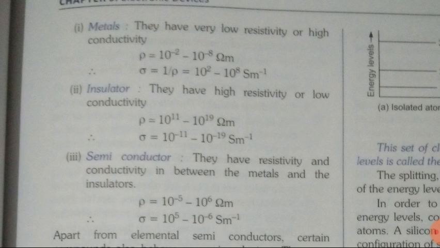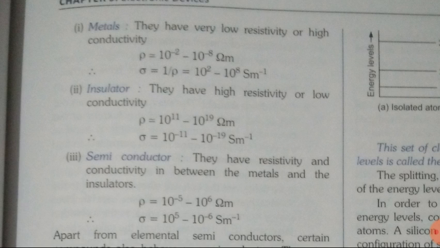One more thing you can see, that metals are having a conductivity from 10 to the power 2 to 10 to the power 8 unit. Insulator are having 10 to the power minus 11 to minus 19 unit. Okay, in semiconductor they fill the gap in between, so they have resistivity and conductivity between the metal and the insulator. Okay, between metal and insulator there is a gap of conductivity and resistivity.